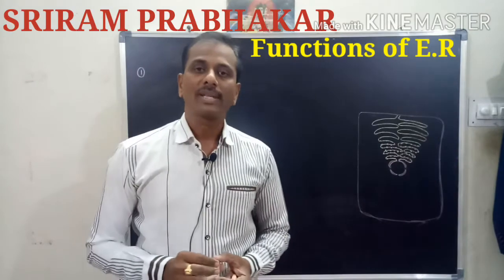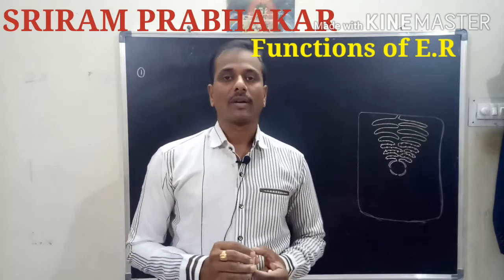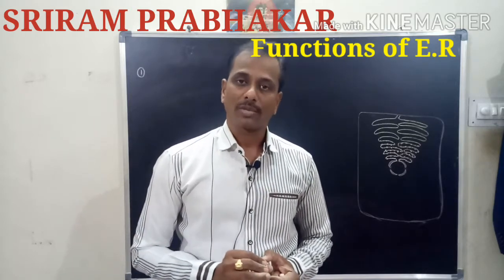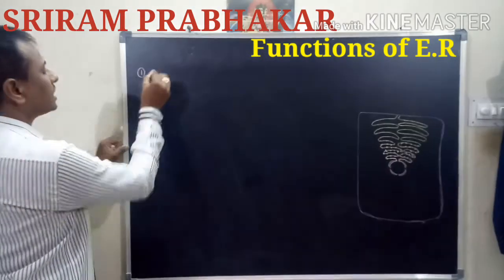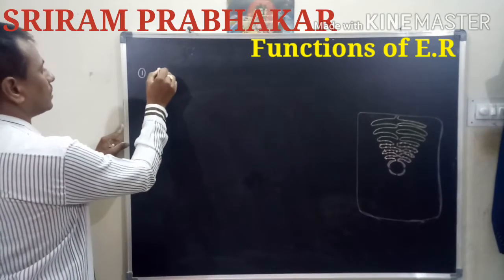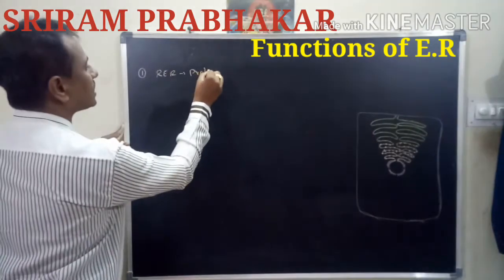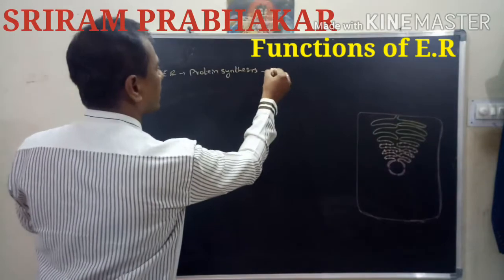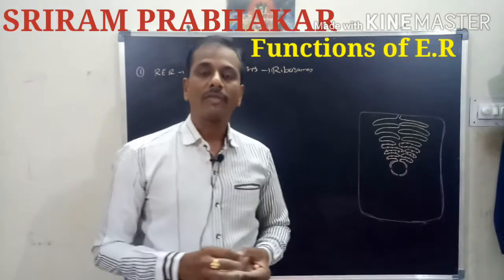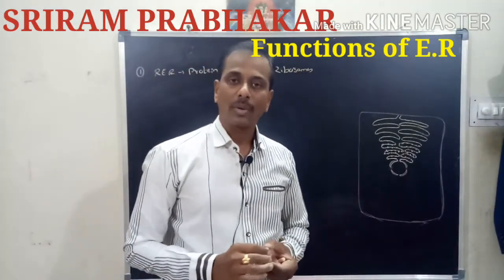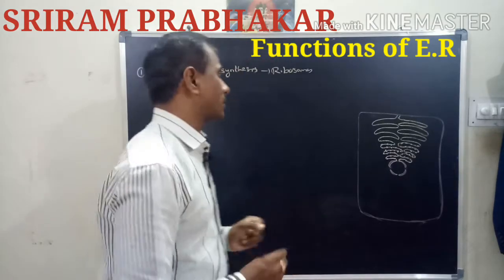we know about the major function of the endoplasmic reticulum. Endoplasmic reticulum is of two types, that is rough endoplasmic reticulum and smooth endoplasmic reticulum. The chief function of the rough endoplasmic reticulum is protein synthesis. Rough endoplasmic reticulum helps in protein synthesis because it contains ribosomes, which is why it is called rough endoplasmic reticulum.